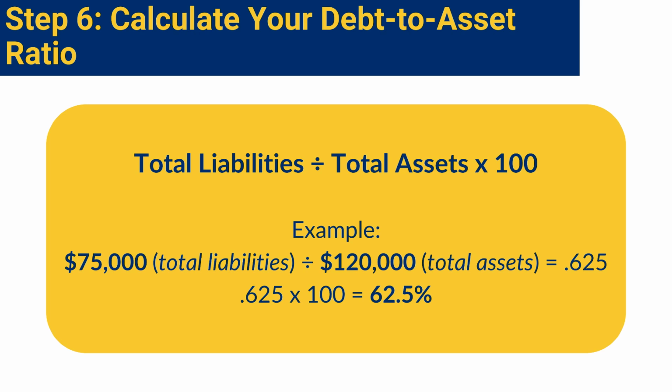Step 6. Calculate your debt-to-asset ratio. To calculate your debt-to-asset ratio, divide your total liabilities by your total assets and multiply by 100. This ratio shows the proportion of your business's assets that are financed by debt.